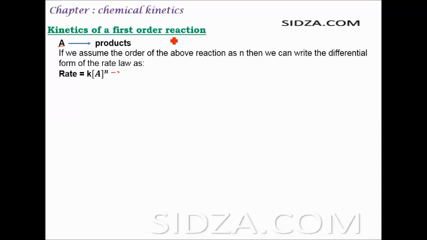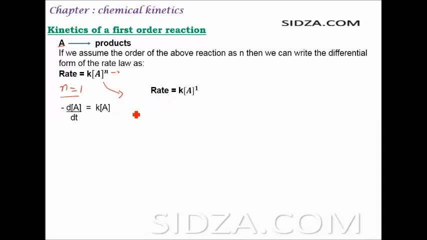But for a first order reaction, we know that n is 1, so the same equation can be written like this: the rate of reaction will be equal to k into the concentration of the reactant A, power 1, because n is 1 here. This is the first order reaction, and the rate of reaction we express in terms of the change in the concentration of reactants.